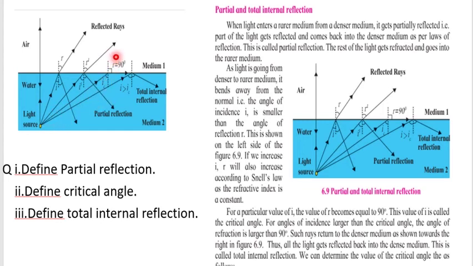Now, after the critical angle, if we increase the angle of incidence, that is angle of incidence is greater than the critical angle, then the angle of refraction is also greater than 90. In this condition, all the light rays are reflected and come back to the denser medium only, and this is called the total internal reflection.